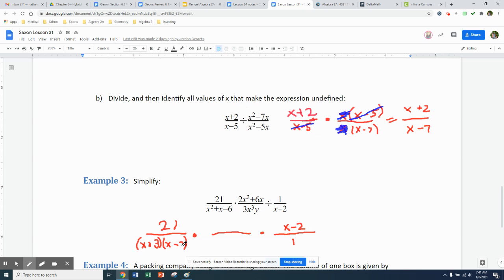So those two numbers would be x plus 3 and x minus 2. Got a little sloppy. That's a plus sign there. So x plus 3, x minus 2, that's going to be the factored version of that trinomial.